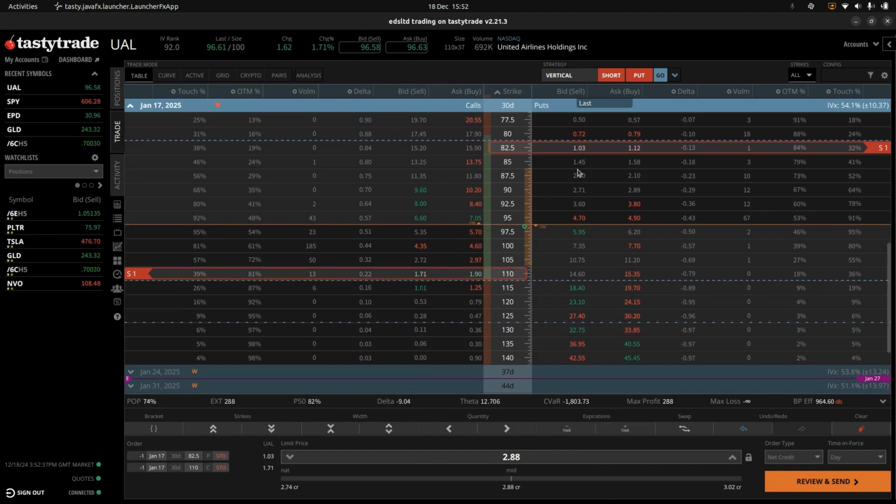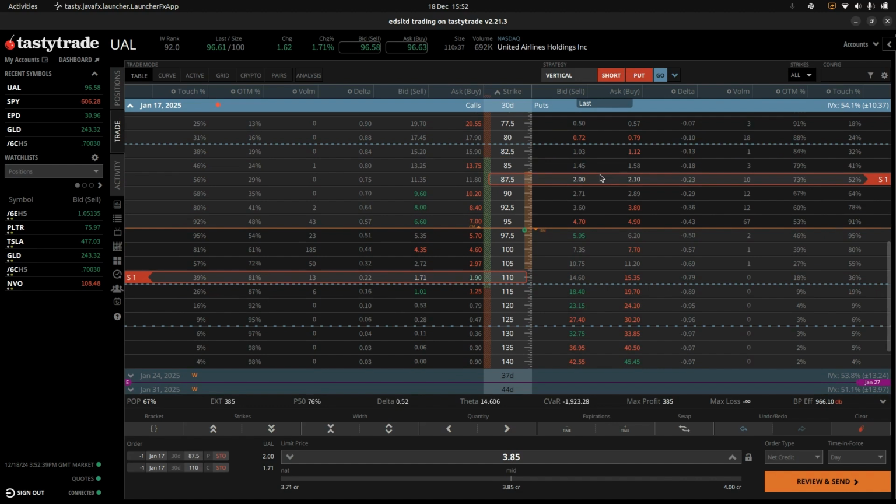So if we just go back to the original position, now $1,000 might be more than what you want to allocate to any given position. So one thing you can do to reduce your buying power requirement is to get rid of this unlimited loss here. Because this is a naked position, this is a strangle, technically there is an unlimited loss. Now, you won't ever take an unlimited loss as long as you manage risk correctly.